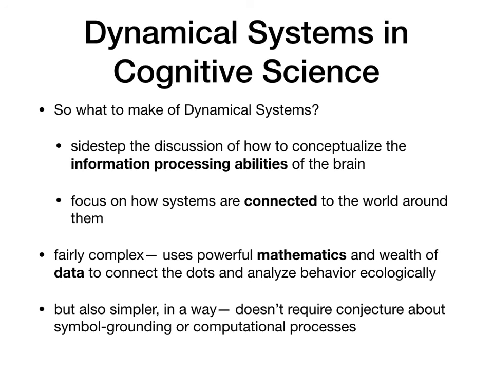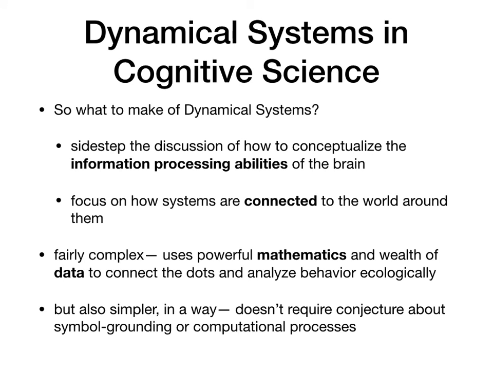So, how are we connected to the world around us? It's nice, and it's very complex. It has to use this powerful math and lots of data to connect the dots, right? You have to be able to make sense of a lot of mathematical data all at once. But it's also conceptually simpler in a way because it doesn't require a strong conjecture about what form computational processes take in the mind, right?